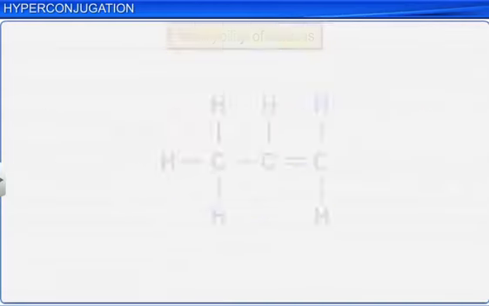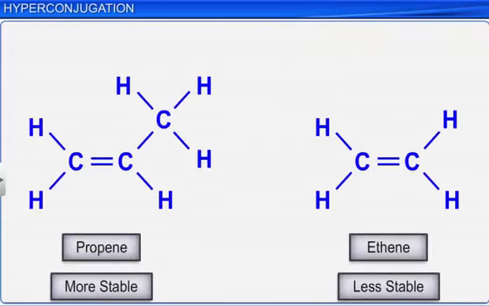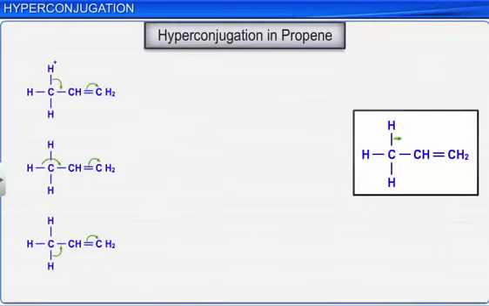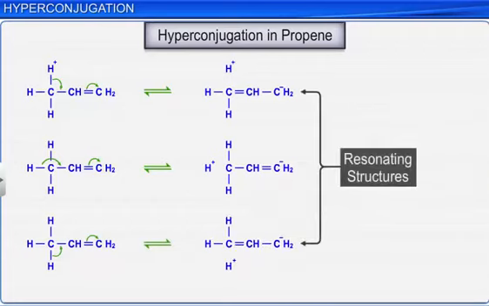Hyperconjugation also explains the stability of certain olefins over other alkenes. For example, propene is more stable than ethene because in propene there are 3 C-H hyperconjugated bonds which lead to greater stability. If you observe the resonating structures of propene, you can see that there is no definite bond between the carbon atom of the methyl group and one of the hydrogen atoms. Hence, hyperconjugation is also known as no-bond resonance.